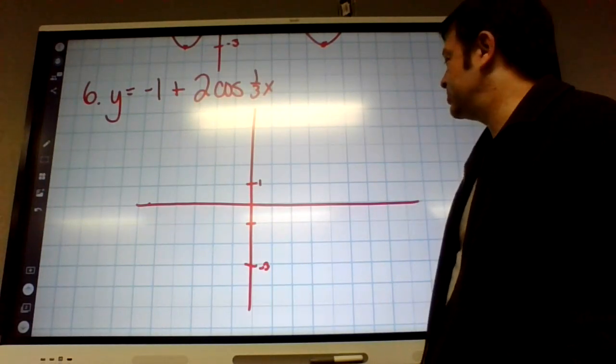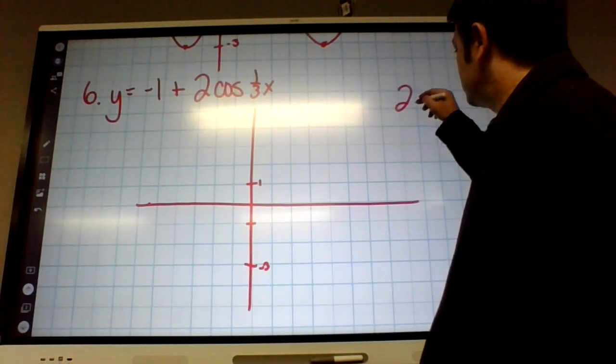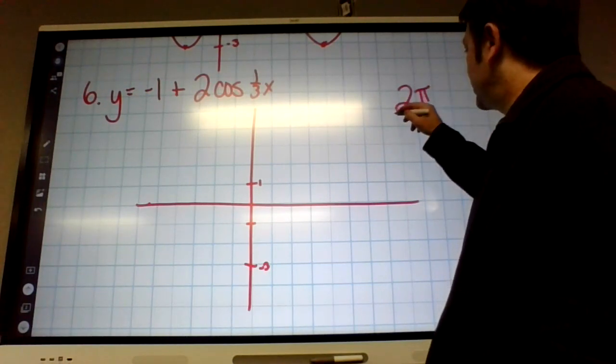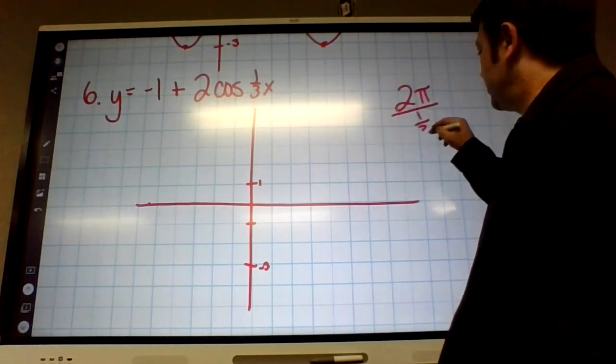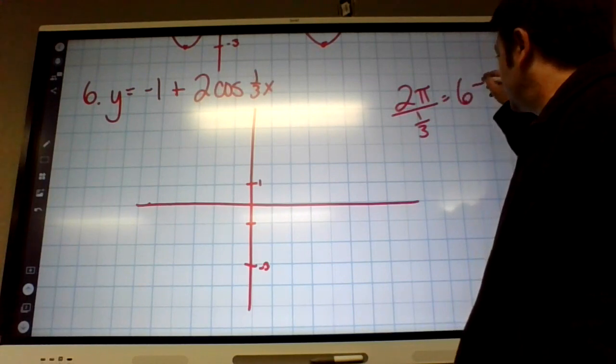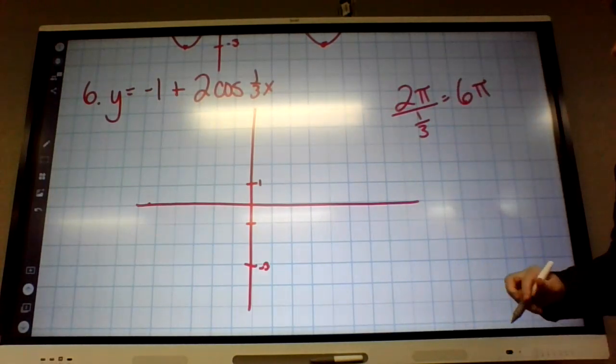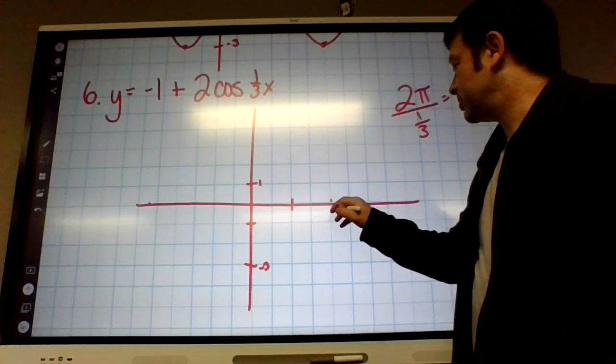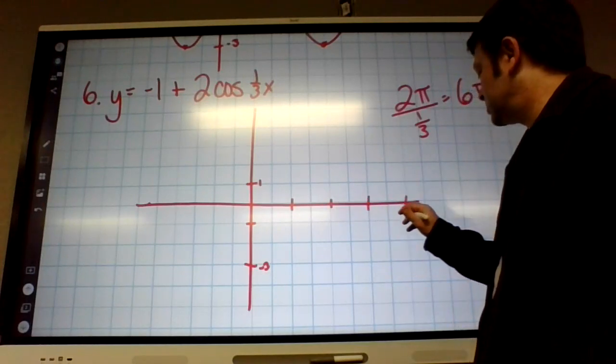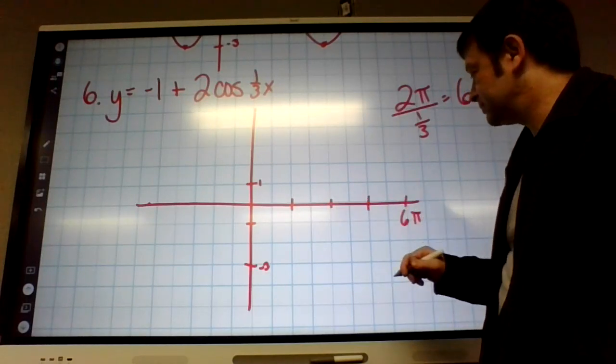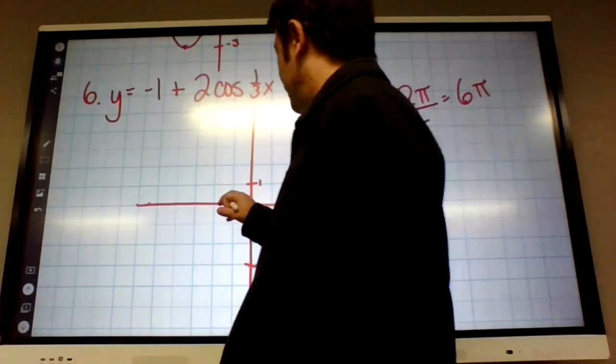What does the 1/3 do? The normal period is 2 pi. You divide that by 1/3. It'll come out as 6 pi. That's what I'll mark my 4th interval as, 6 pi. This means we're counting by like 1.5 pi's.